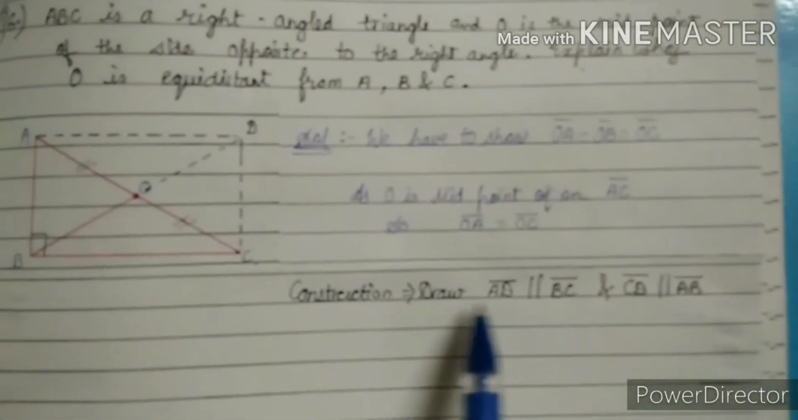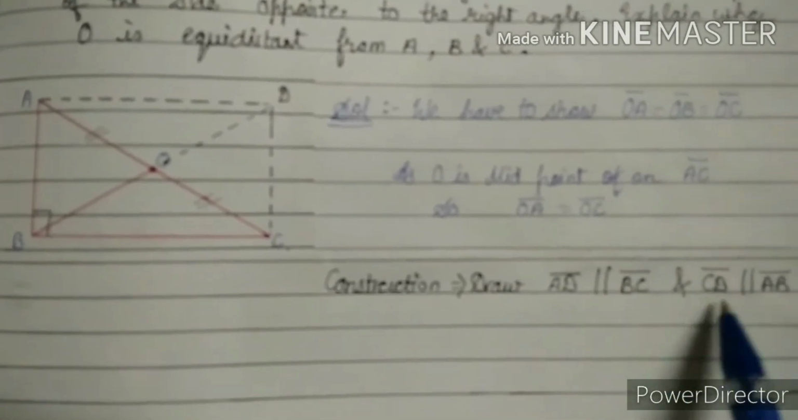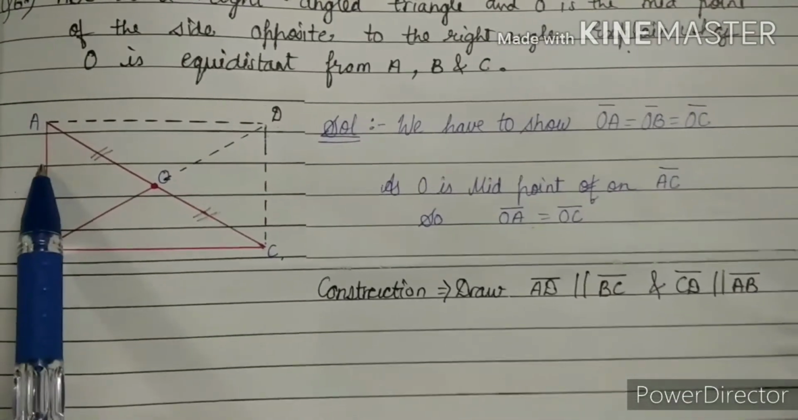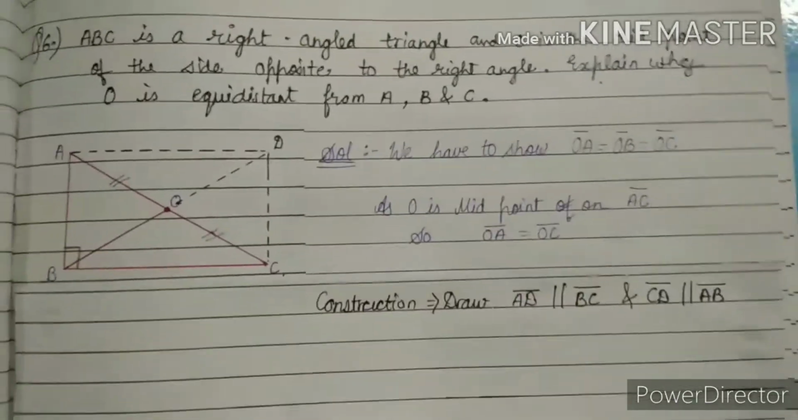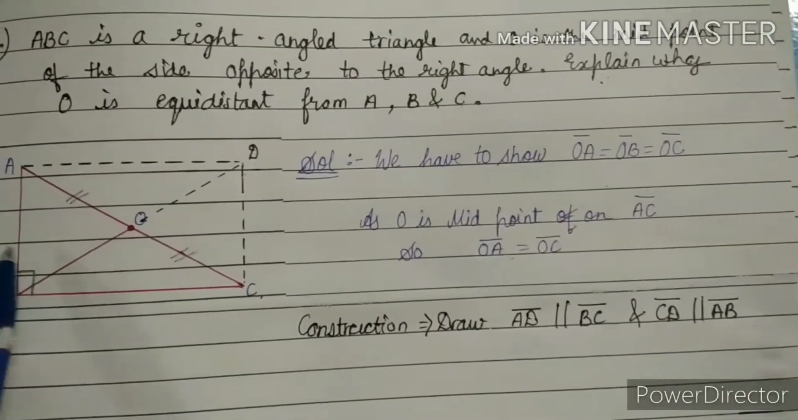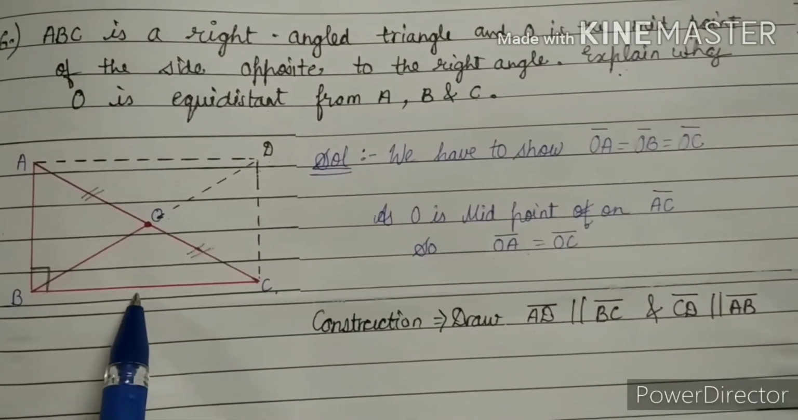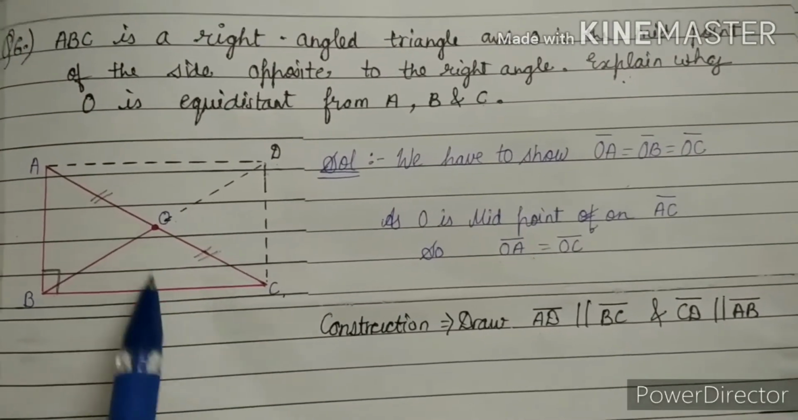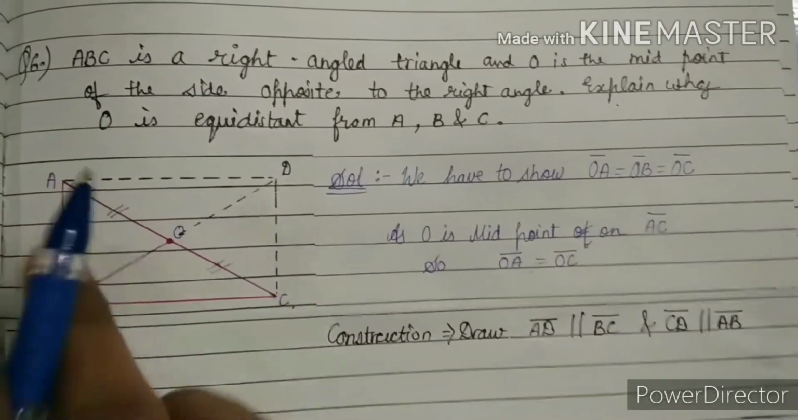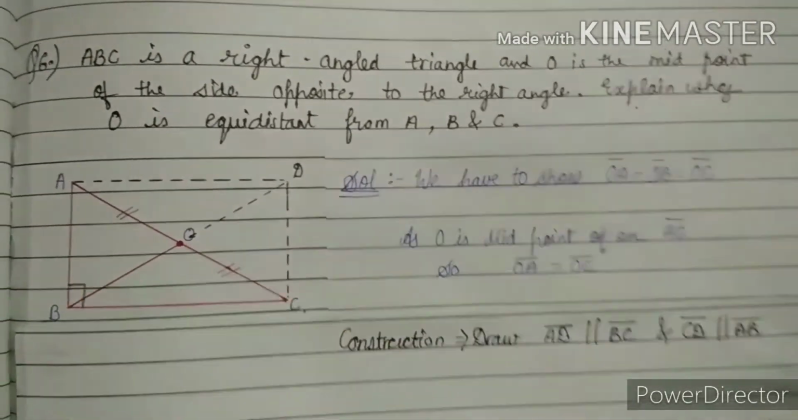So the construction is AD is parallel to BC and CD is parallel to AB. It means we drew AD here, which is parallel to BC, and CD, which is parallel to AB. As you can see, they are parallel to the previous lines. So if opposite sides of any figure are parallel, that figure is called a parallelogram. It means whatever figure is here, ABCD, is a parallelogram.